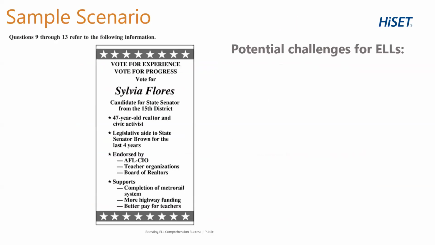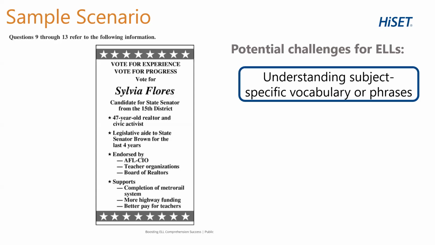Okay, so this is a sample scenario. It looks very simple, it's just a picture, right? So it's a poster, okay? But what kind of challenge might an ELL face when, even with such a simple scenario where just a poster is presented? Okay, so there might be some specific vocabulary phrases. Again, I keep talking about it, but it's just so important.